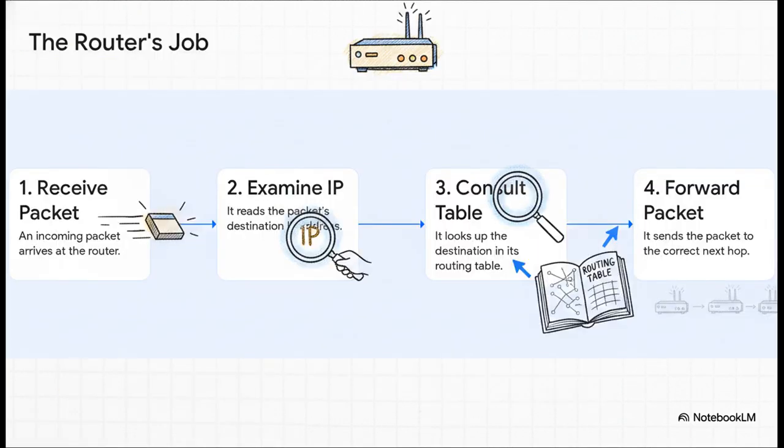And here's how a router pulls it off. It just repeats a simple four-step loop at lightning speed. 1. A packet comes in.